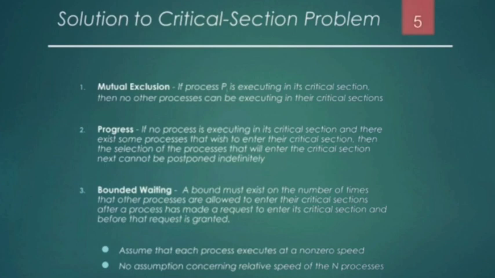Then coming to bounded waiting, it means there exists a bound, or we can say a limit, on the number of times that other processes are allowed to enter their critical sections after a process has made a request to enter its critical section and before that request is granted. And assume that each process executes at a non-zero speed and no assumption concerning the relative speed of the n processes.